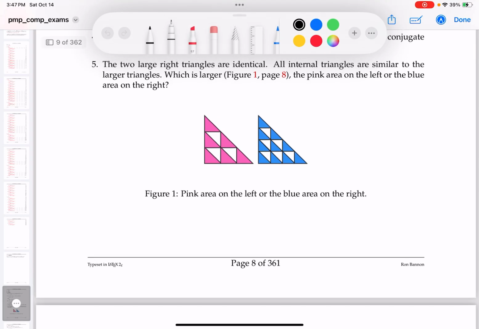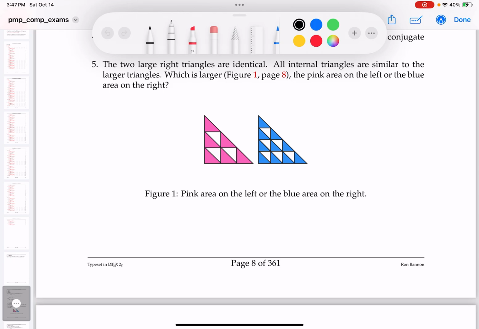Okay, so I'm looking at a picture, and I got to read the story first, though. It says there's two large right triangles. I do see that. They say they're identical. I'm looking at those. I'm going to assume they're identical. It says all internal triangles are similar. What does it mean? That all those pink triangles are the same, and all those blue triangles are the same. All right? So it says which is larger, the pink area on the left or the blue area on the right?